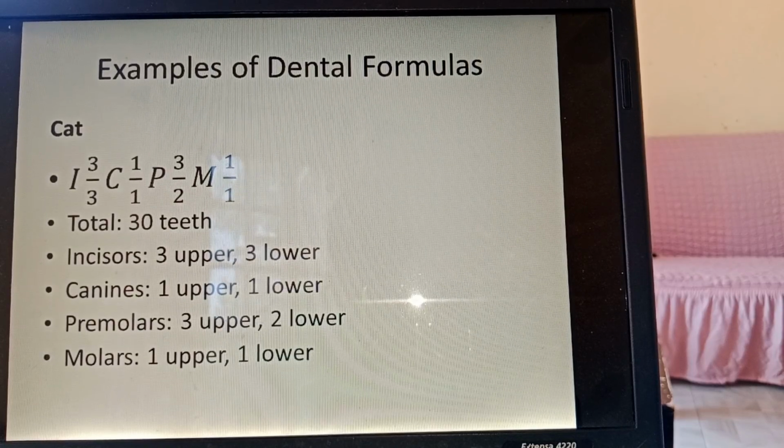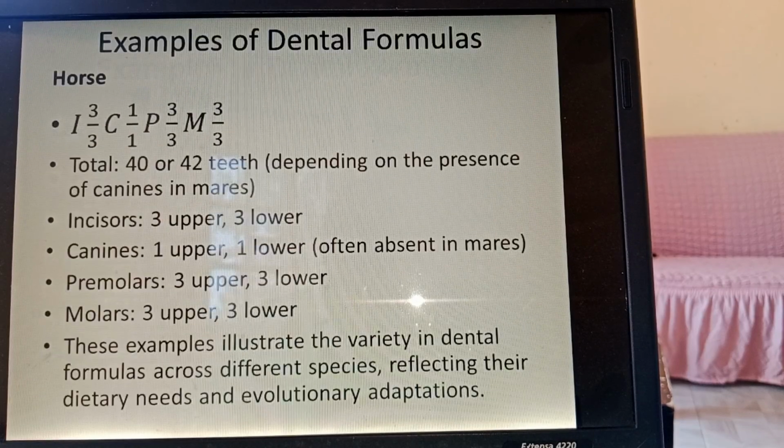Cat, 30 teeth. Incisors, 3 upper, 3 lower. Canines are 1 upper, 1 lower. Premolars are 3 upper, 2 lower. And the molars are 1 upper, 1 lower.